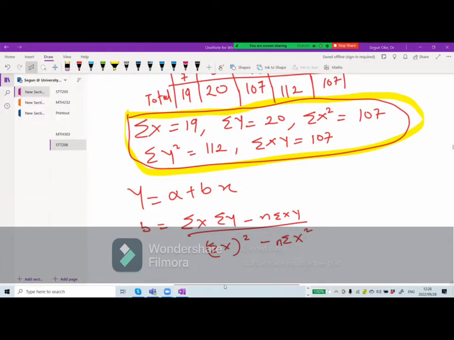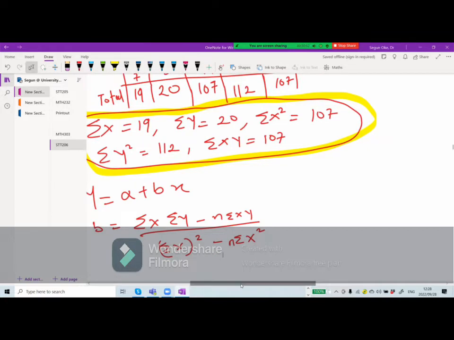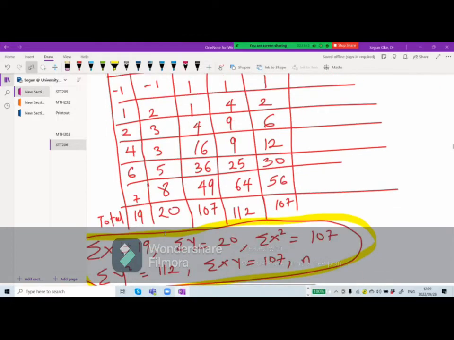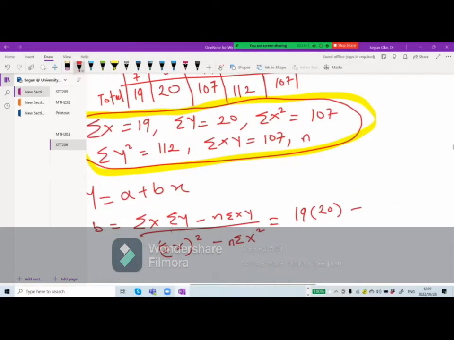So I can proceed now by putting it one after the other. So summation X is what? 19, multiplied by summation Y, which is 20, minus N. What is N? Our N is equal to what? How many data do we have? 1, 2, 3, 4, 5, 6. Our N is equal to 6.